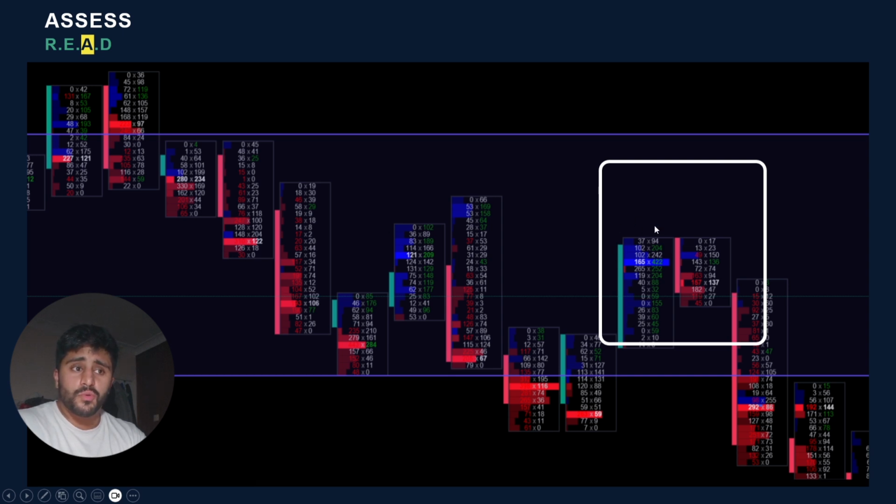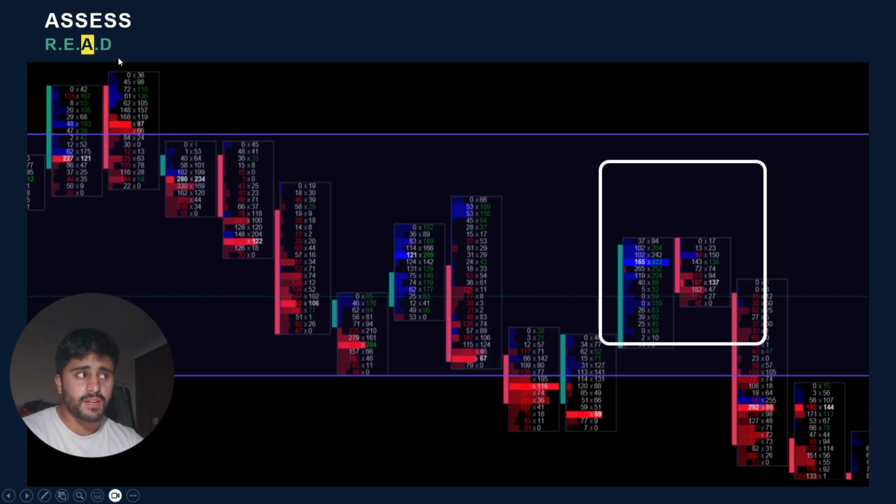There is a lot of blue delta because you see 422 for 165. This is a positive number, right? 422 minus 165 is 200 and something. It's a positive number, and therefore the delta is positive. Therefore, buyers are aggressive. That's what it means. This is all we're doing.